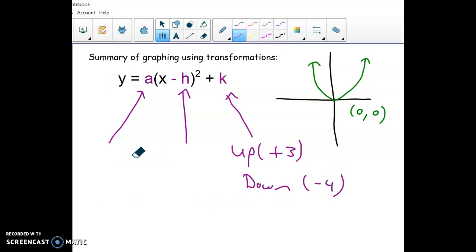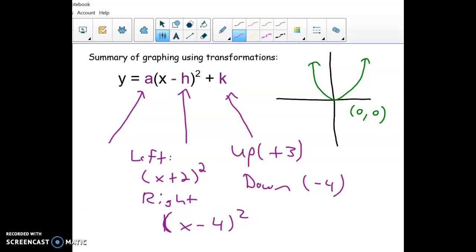And then if it's inside with x, it's going to go left or right, opposite of what we think. So left would be something like, instead of subtracting, it'd actually be add. So x plus 2 would make us go left 2. And then right would be x minus 4, that would make us go right 4.